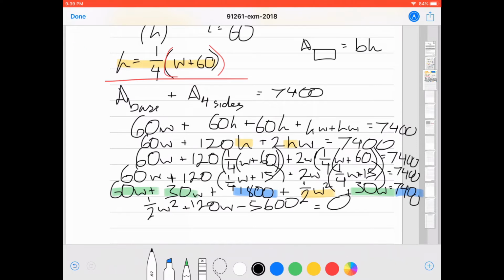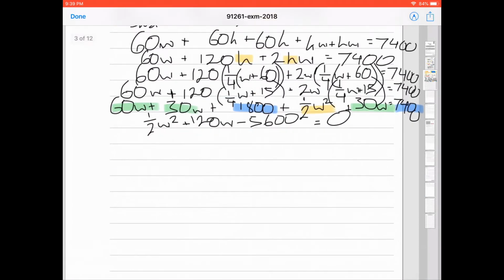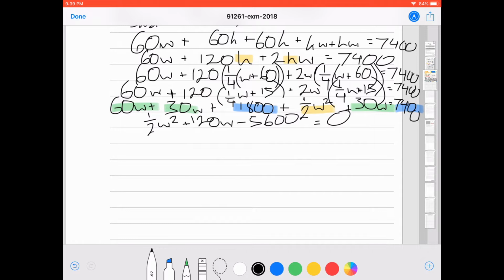Now, we've got a quadratic. We can use our quadratic solver in our calculator. So we're gonna click mode, number 5 for equation, number 3 for quadratic, ax squared plus bx plus c equals 0. Your a term is going to be 1 over 2, b term 120, and c is negative 5,600. And so you come out with values of w equals 40 and negative 280.